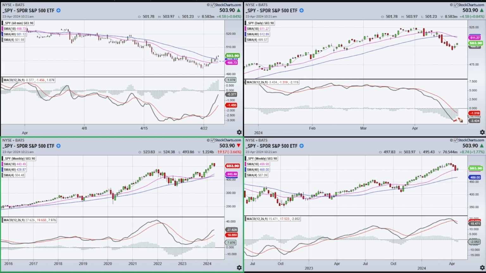I think the high probability play is that we spend more time consolidating on this time frame until we see improvement by getting back above the 18 and MACD getting back above its signal line. I think you have to be very, very careful about playing long side trades on the SPY.